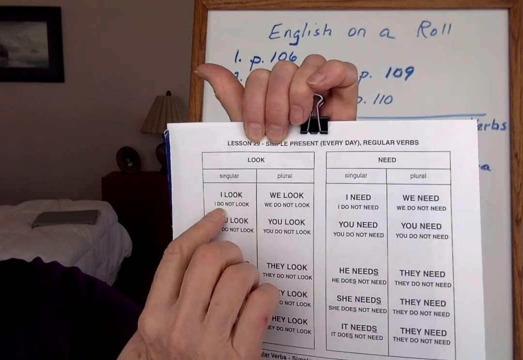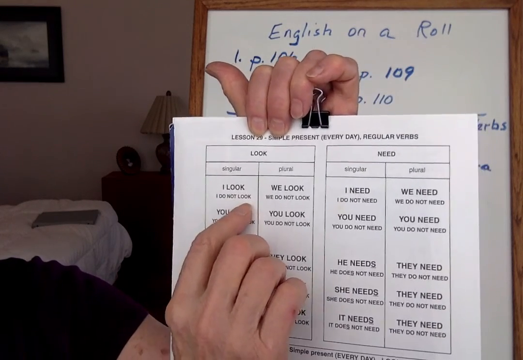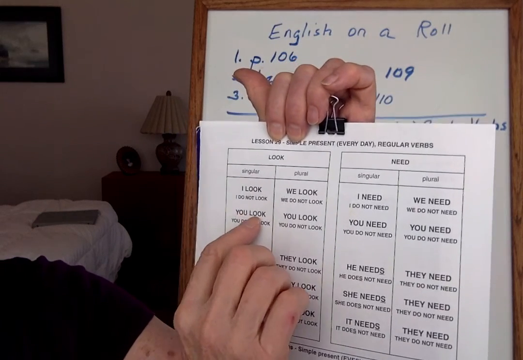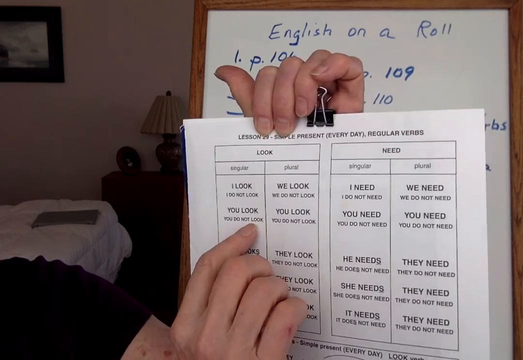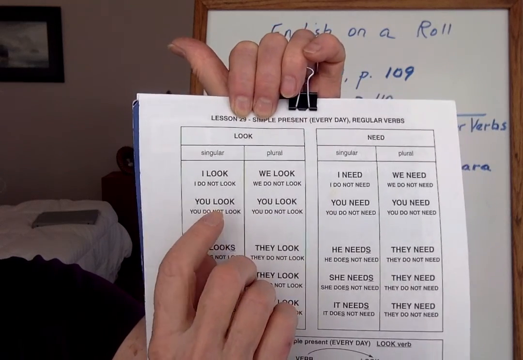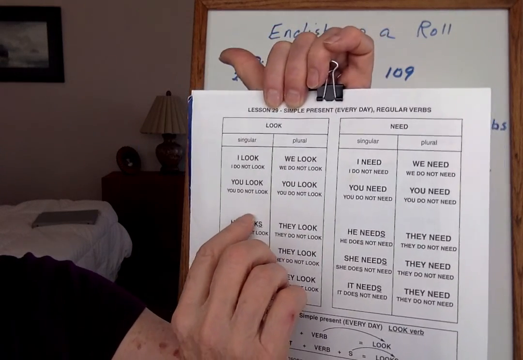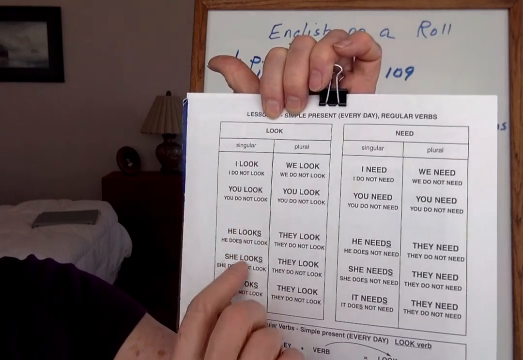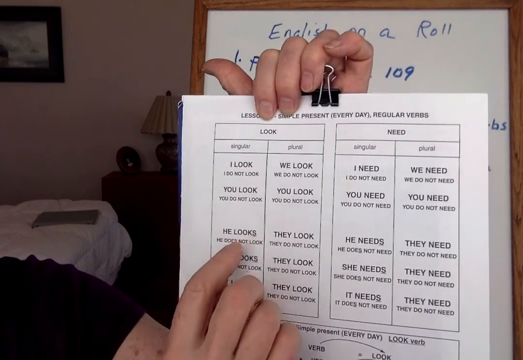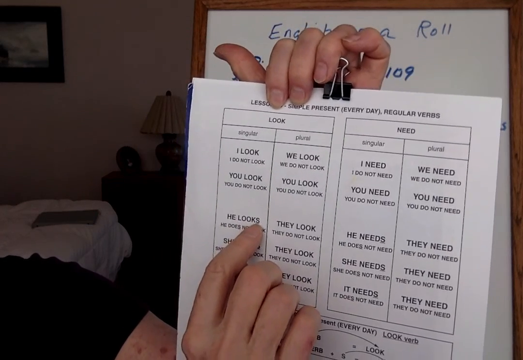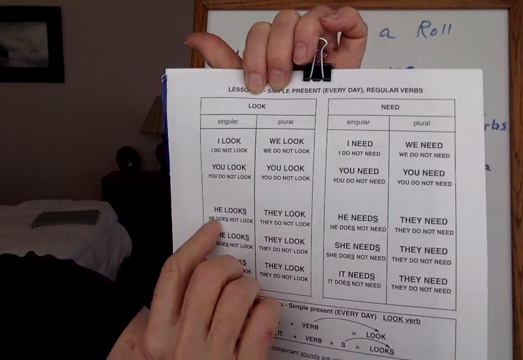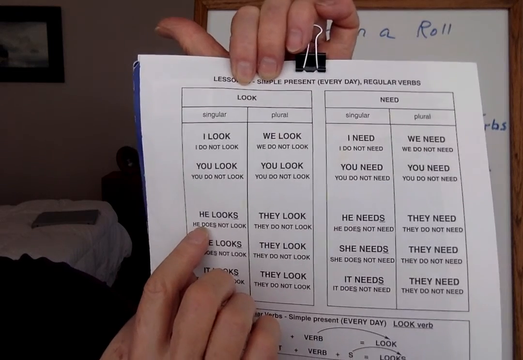And here we have negativo, I do not look. Usamos do para hacer negativos, so I do not look. You look. You do not look. Okay, negativo. Now we have here, and this is singular, so I look, you look. Here we have he looks. Note ese, he looks. And here, aquí, he does not look.